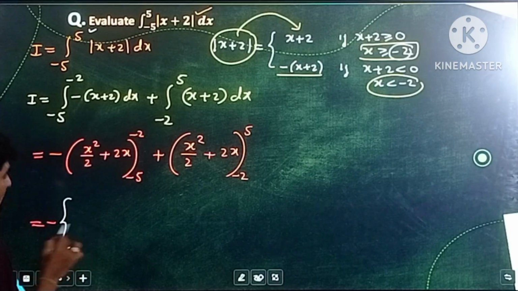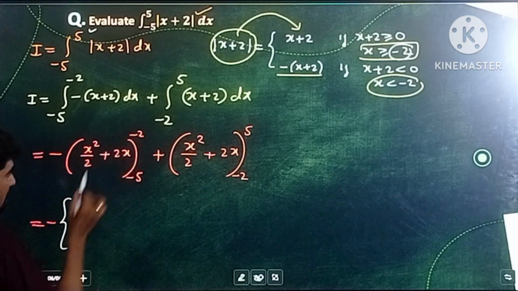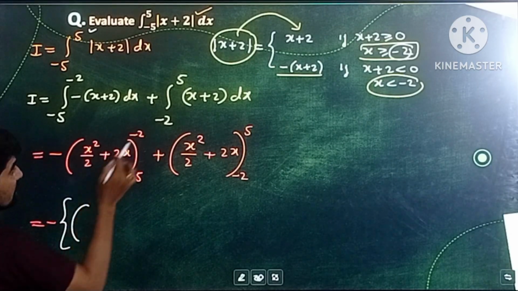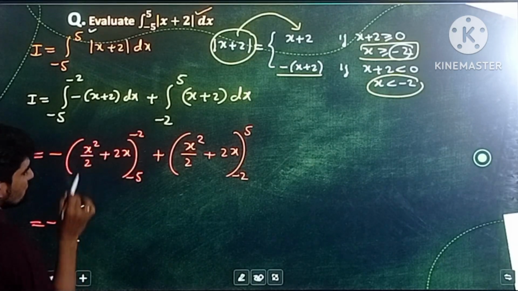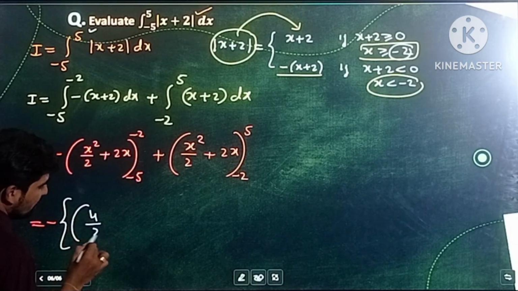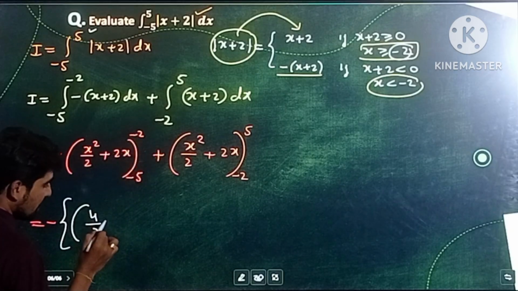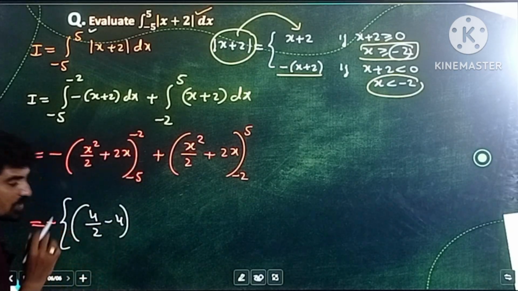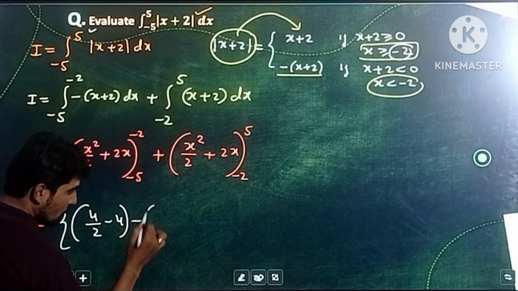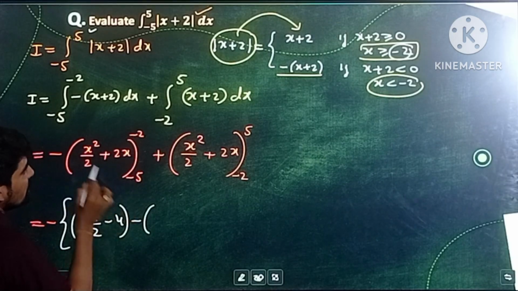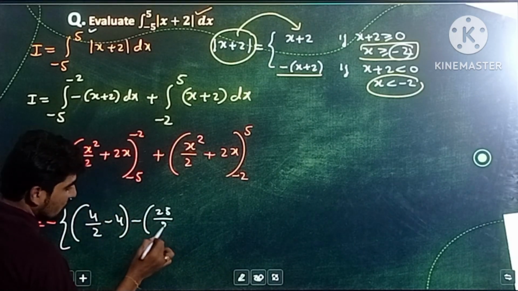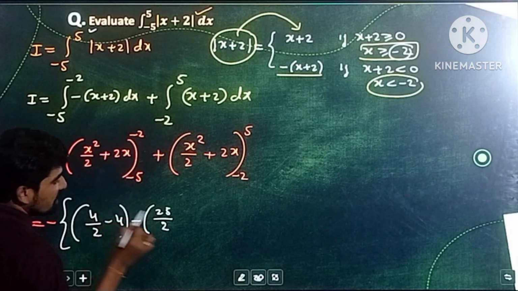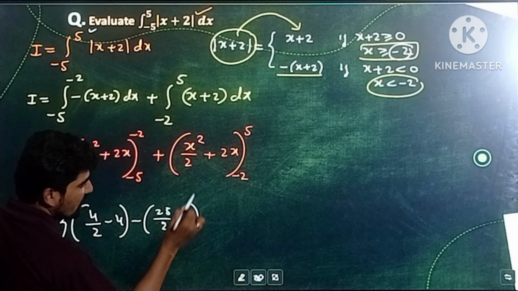Now see here what I am going to do. Minus as it is, upper limit is what? Minus 2. When we substitute the value of x as minus 2, minus 2 square is plus 4 divided by 2 plus 2 into minus 2 is minus 4. Upper limit completed. Minus lower limit, when x is minus 5, x square is 25. So 25 divided by 2 plus 2 into minus 5 is minus 10. I hope all of you understood.